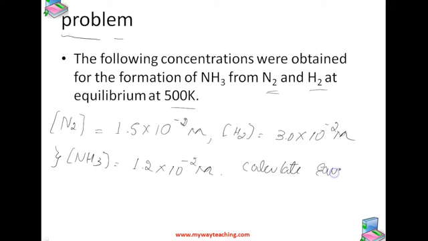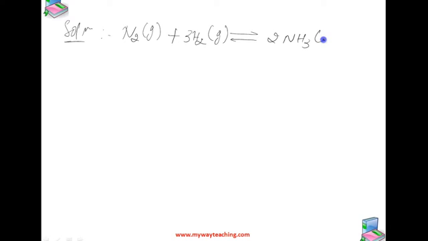Calculate the equilibrium constant. I will write down the solution here. Before going to that, write down the general equilibrium equation. And you know the equilibrium constant Kc is equal to product by reactant.